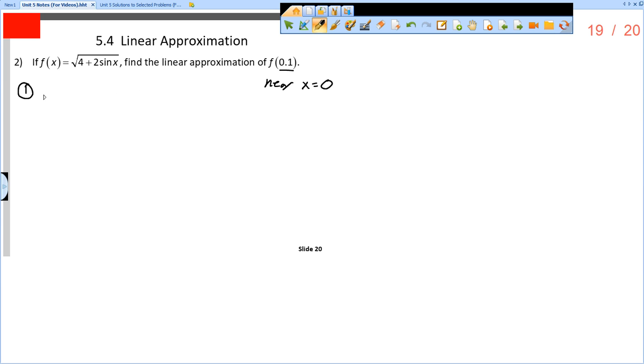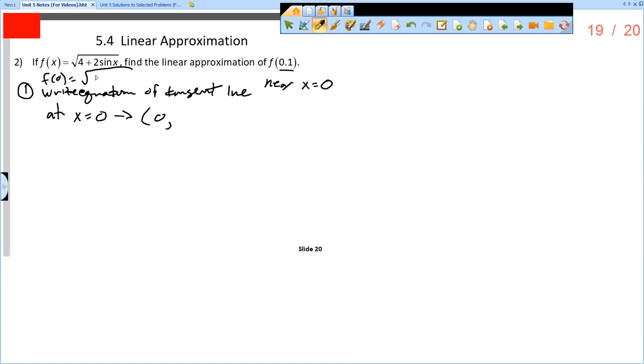All right. So step one here, write the equation of the tangent line at x equals 0. So x equals 0 means what? Well, 0 comma what would be the y value. So we evaluate f of 0, right? So f of 0 is the square root of 4 plus 2 times the sine of 0. Sine of 0 is 0, so 4 plus 2 times 0 is 4 plus 0. So the square root of 4 is 2. So our point is 0, 2, right?